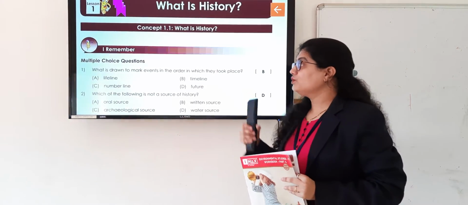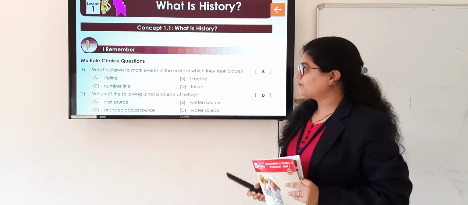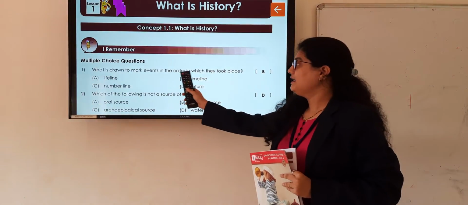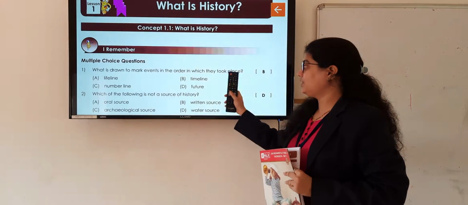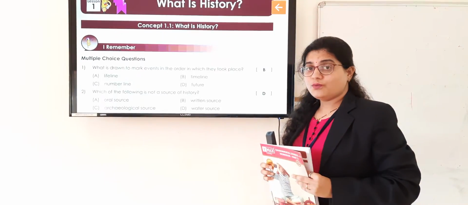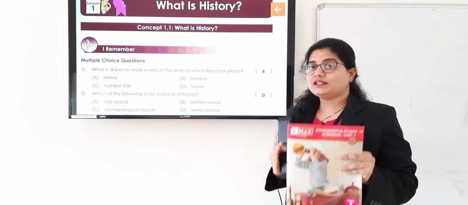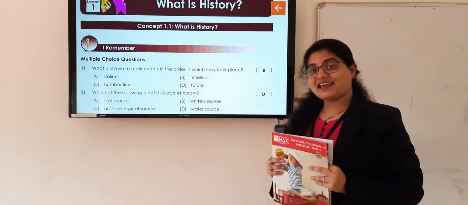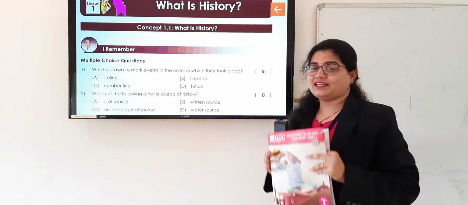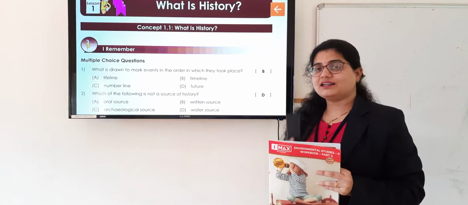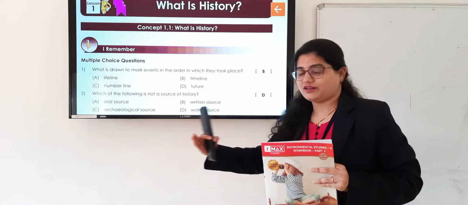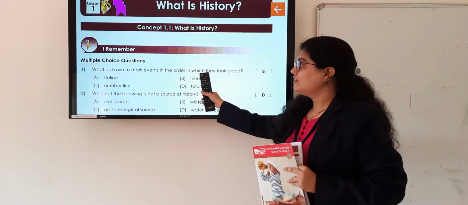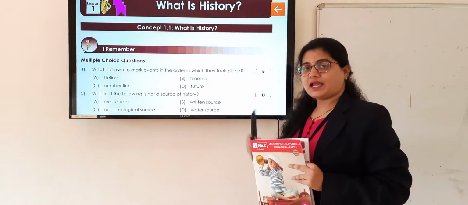Now let us read the statements. What is drawn to mark events in the order in which they took place? Do you know on what these events are marked in a sequence? Yes, on the timeline the events are marked in the particular order. So here the answer will be option B, timeline.